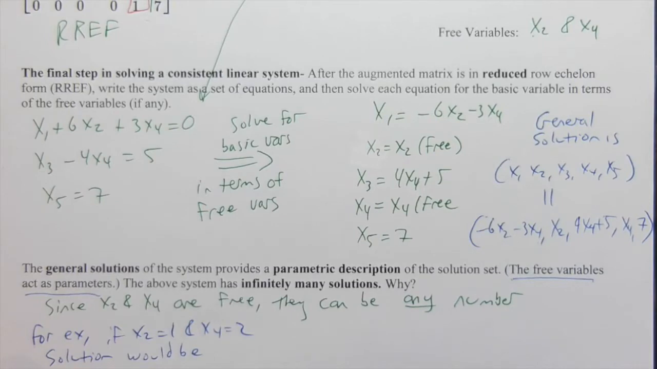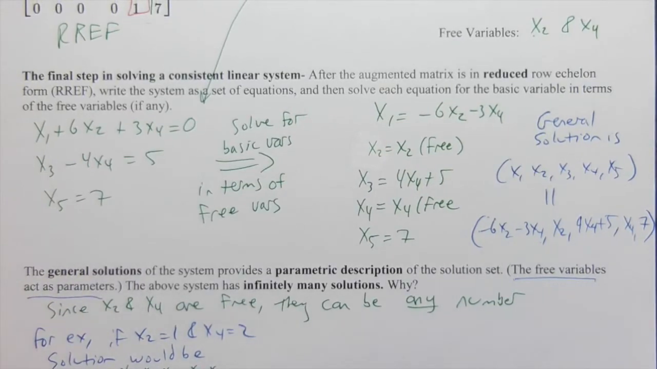And so these are x1, x2, x3, x4, x5. And so the idea is if we plug those values into our original system, it would satisfy the system because it's a specific solution given some of the free variables.